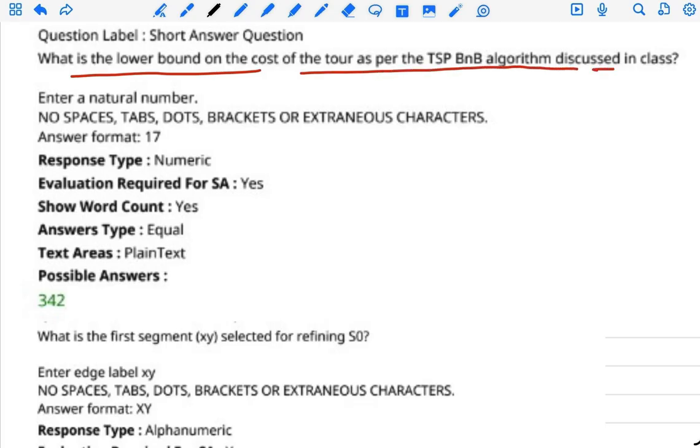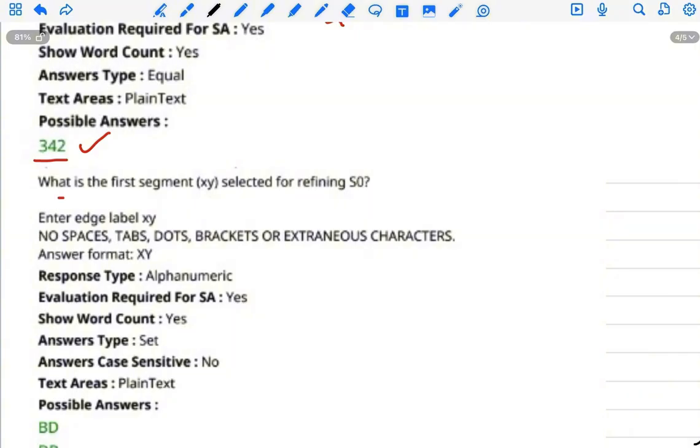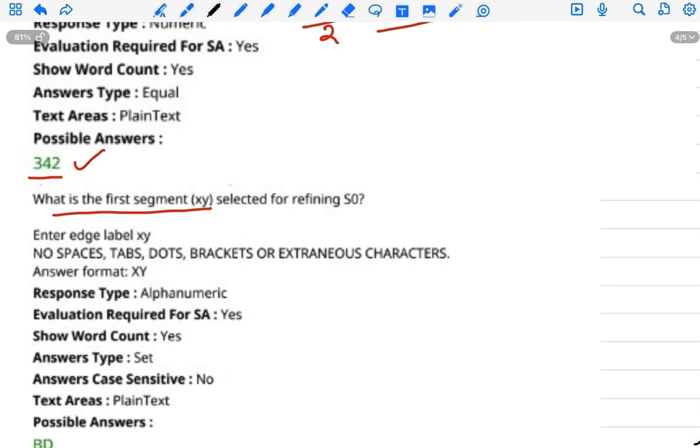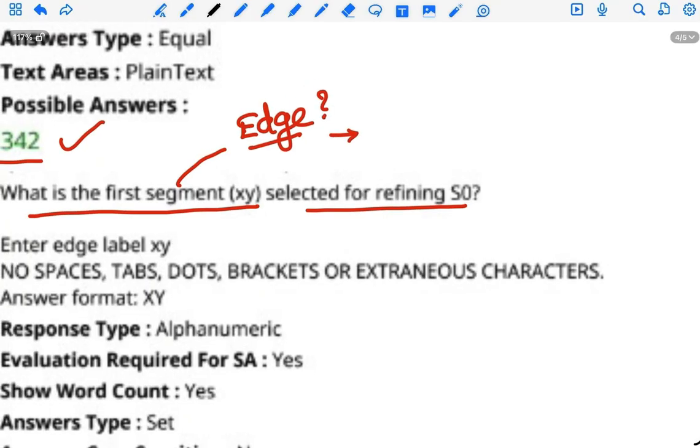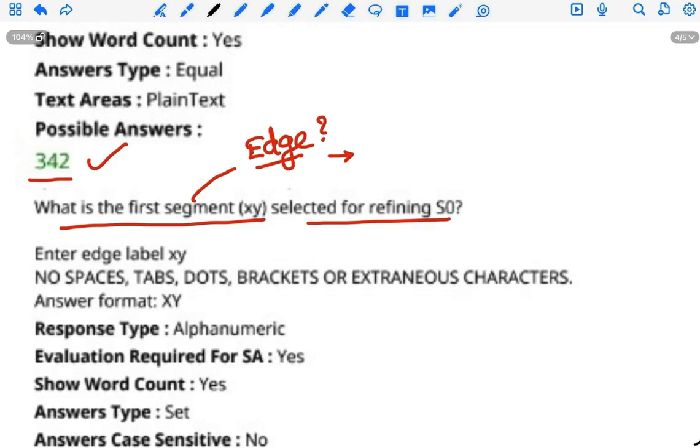So what is the lower bound on the cost of the tour as per the TSP branch and bound algorithm discussed in the class? This is 684 by 2, so that is 342. So this answer is correct. And the next question is, what is the first segment? The first segment means the first edge selected by refining S0. What is the edge first selected from the distance matrix, and it is represented with xy, which is S0.